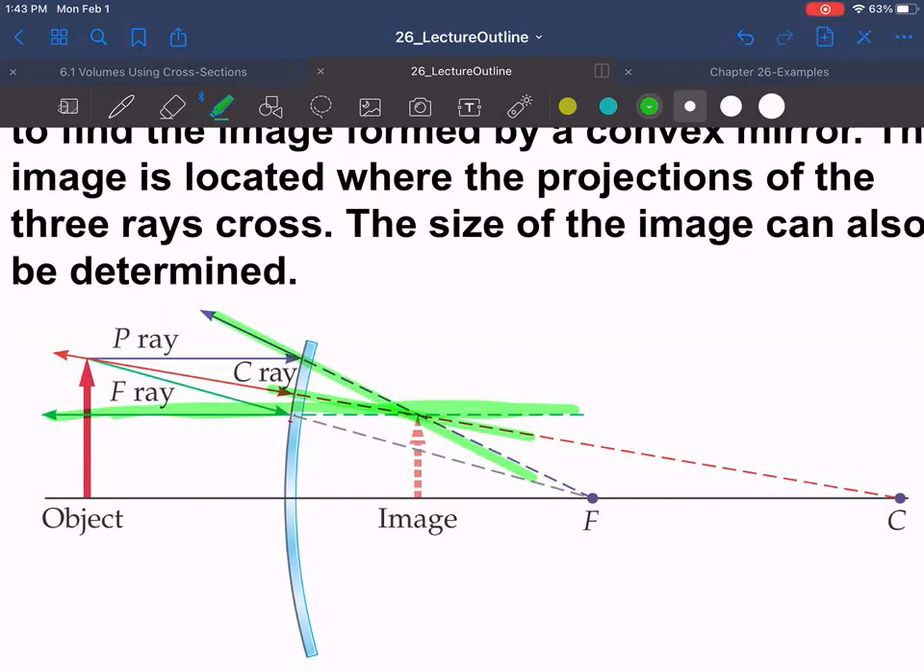It will appear to come from there. If you look in that mirror, the light will appear to be there. And what you see is an upright version of your object. And what can you tell me looking at it? It's smaller, it's reduced.